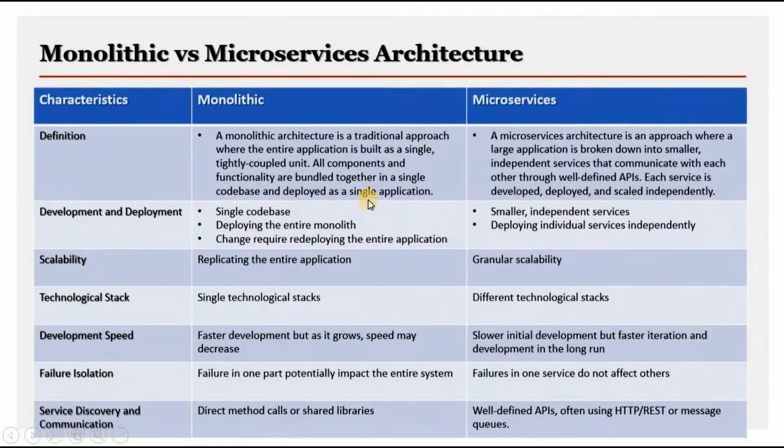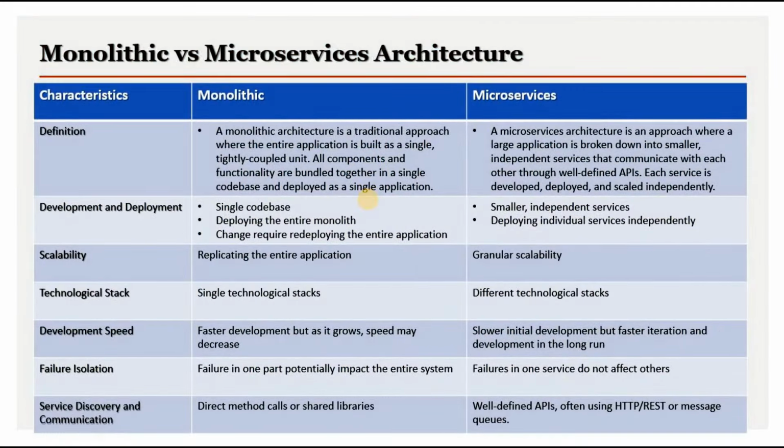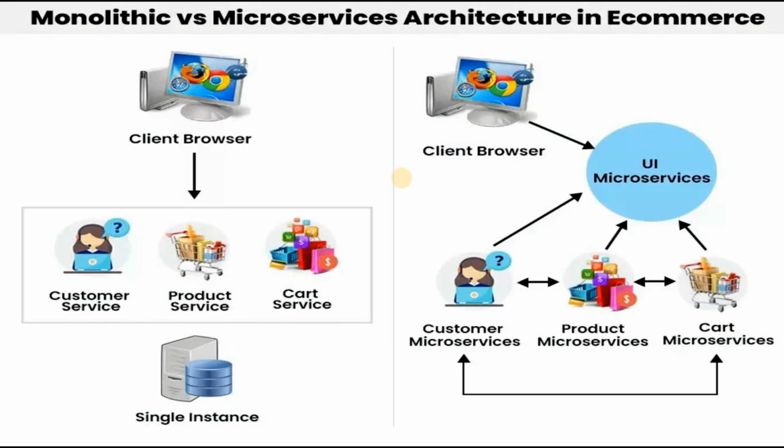So first, I will explain the difference between the monolithic and the microservice architecture. Basically, the monolithic architecture is a traditional approach where the entire application is built as a single and tightly coupled unit. The components and functionality are bundled together in a single code base and deployed as a single application. If I give you an example of an e-commerce application, on the left hand side we have the monolithic architecture of the e-commerce application, and on the right hand side we have the microservice architecture of the e-commerce application.